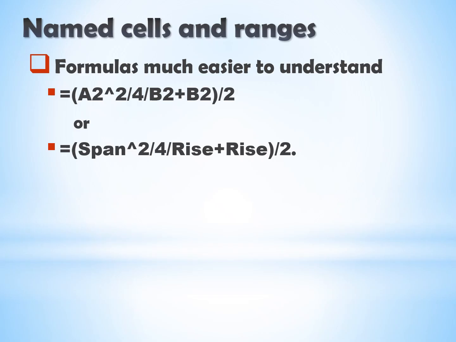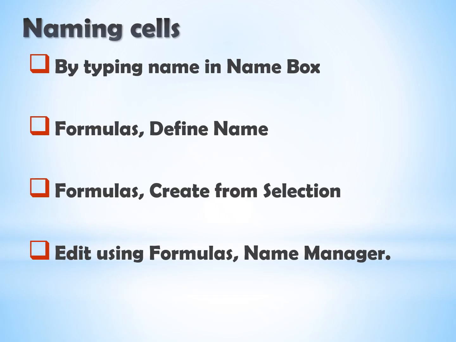Naming cells. Cells can be assigned names in several ways. First, it can be done by typing a name in the name box. Alternatively, names can be assigned by going to the Formulas ribbon and clicking on the Define Name icon. Other methods are to use the icon Create from Selection from the Formulas ribbon and to go to the Name Manager.